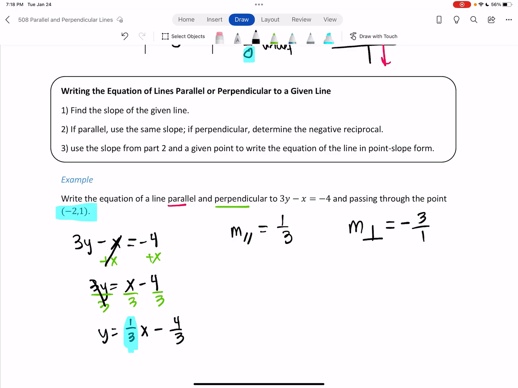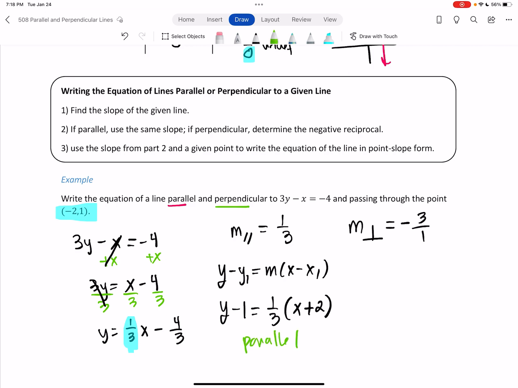The point they gave me is -2, 1. So use your point slope form. y minus y1 is m times x minus x1. y minus 1 is 1/3 times x minus -2. So this one is parallel. And then y minus 1 is -3 times x minus -2. And this one is perpendicular.